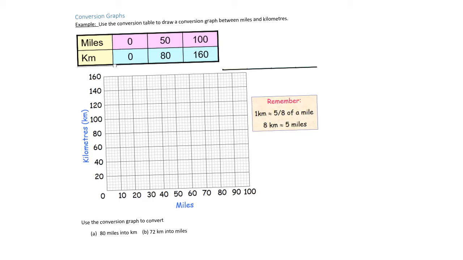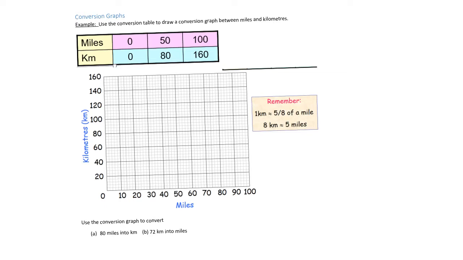Conversion graphs are a really good way to visually represent how two things compare, how two data values compare. We can use one if we know a conversion rate. In this example, we know that 1 kilometre is 5/8 of a mile, or 8 kilometres is 5 miles. If we know that 8 kilometres is 5 miles, then we know that 80 kilometres is 50 miles. We know 800 kilometres is 500 miles.